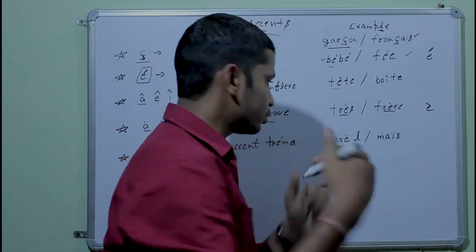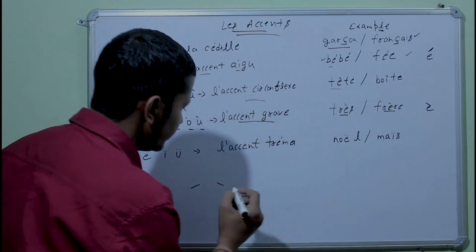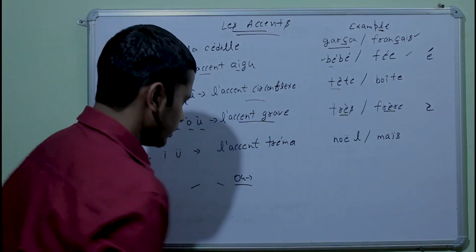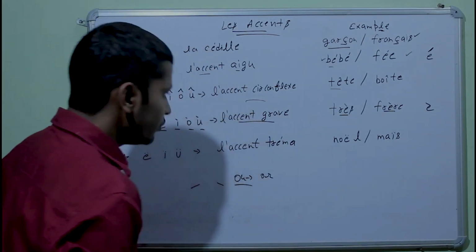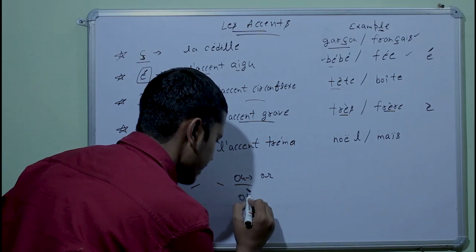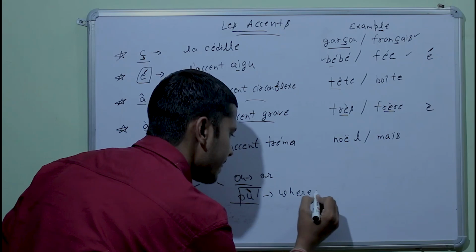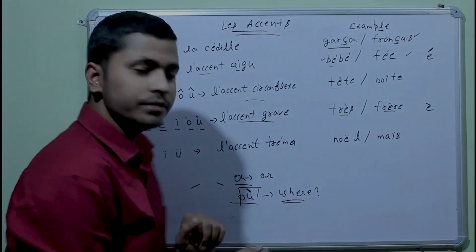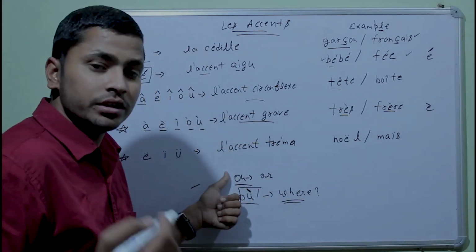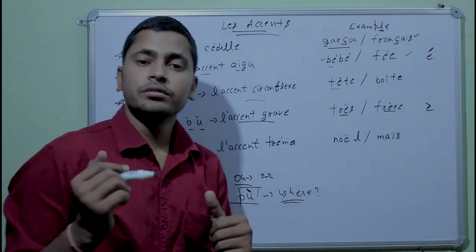There is one more word also. So I will tell you how the meaning changes with the accent. O, U means "or". When we use the accent like this, it becomes "where". You see how it changes when we are using the accent and when we are not using the accent.